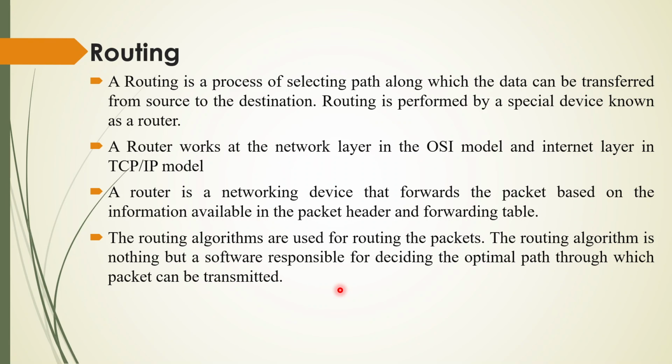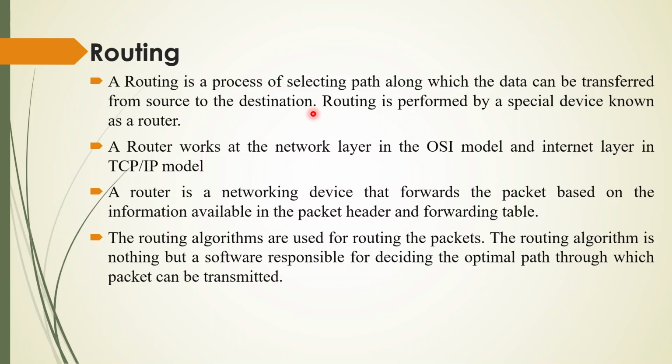Routing is a process of selecting path between source and destination. Routing is performed by a special device known as a router. Between source and destination we have multiple paths, so we are selecting a path to transfer the data. This process is known as routing. Routing is a process of selecting the path along which the data can be transferred from source to destination.